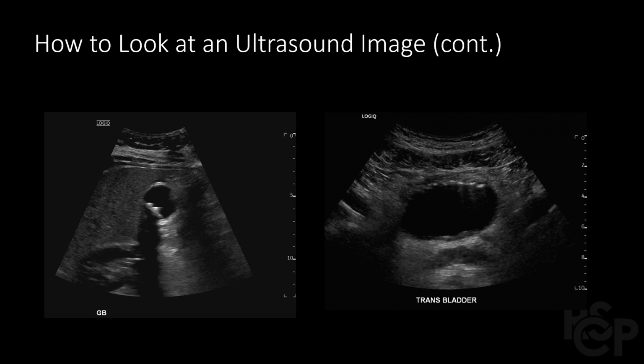On the left, we have acoustic shadowing deep to several hyperechoic structures, which are gallstones layering in the gallbladder. On the right, we have acoustic shadowing deep to gas in the anterior wall of the urinary bladder in this patient with emphysematous cystitis.